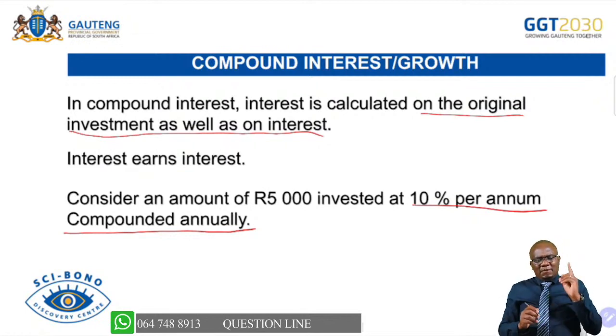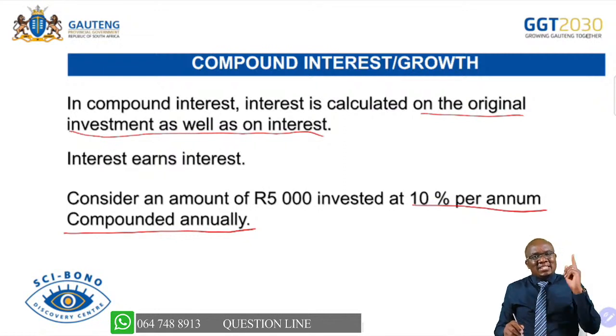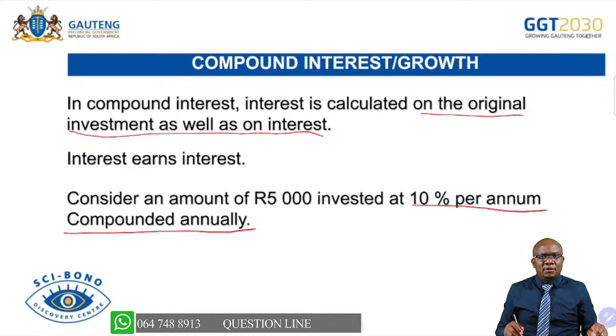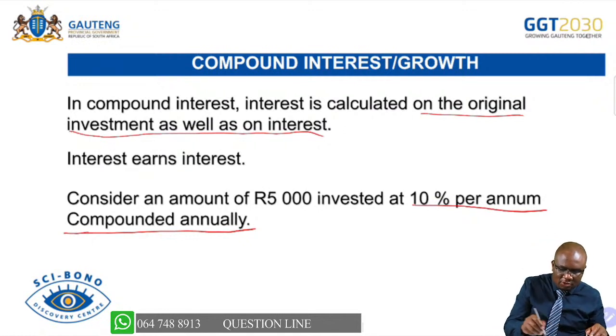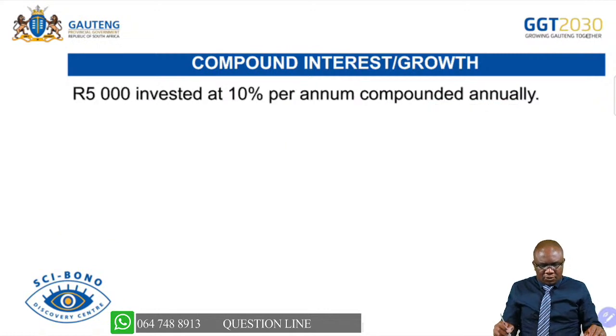Right now, it means 10% per year, and is calculated every year. End of 1 year, get interest. Another year, interest. Another year, interest. Remember that. So we're calculating interest every year. That is what is meant by compounded annually. And then, the first year, is it going to be the same as simple interest?